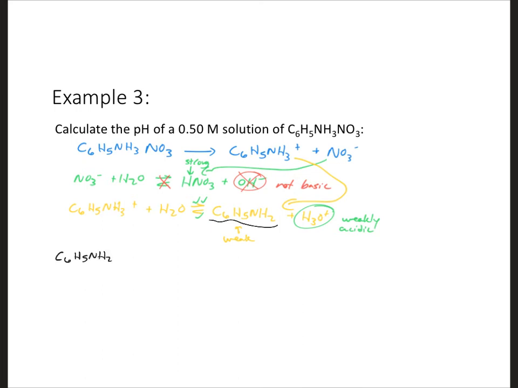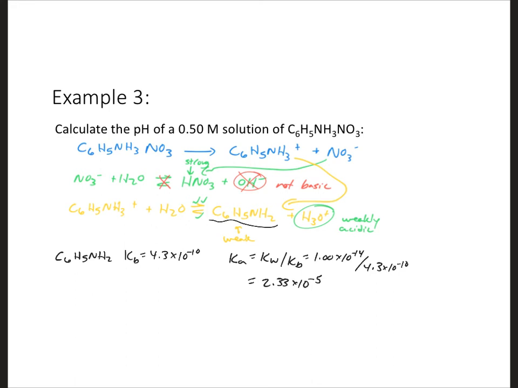C6H5NH2 is going to have a Kb equal to 4.3 times 10 to the minus 10. I'd have to give this to you or let you look it up in the back of the book. I can convert that Kb to a Ka by saying that Ka is equal to Kw divided by the Kb that I have. So that is 1.00 times 10 to the minus 14 divided by the Kb I just looked up, 4.3 times 10 to the minus 10. I do that calculation, and the Ka that I come up with is 2.33 times 10 to the minus 5.